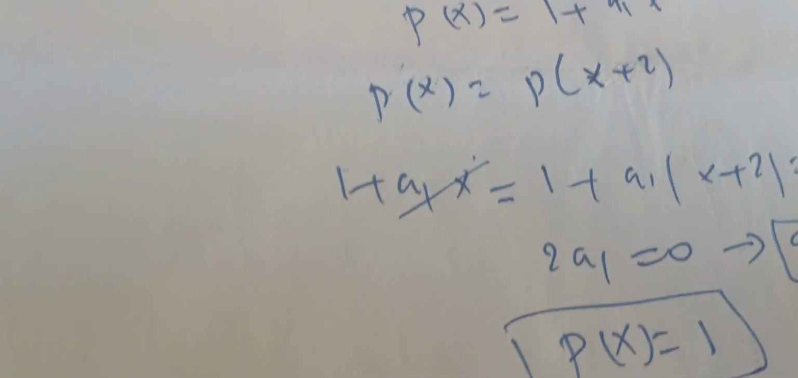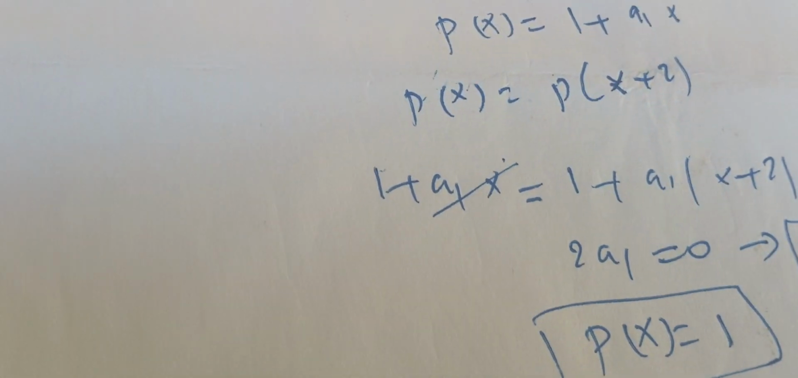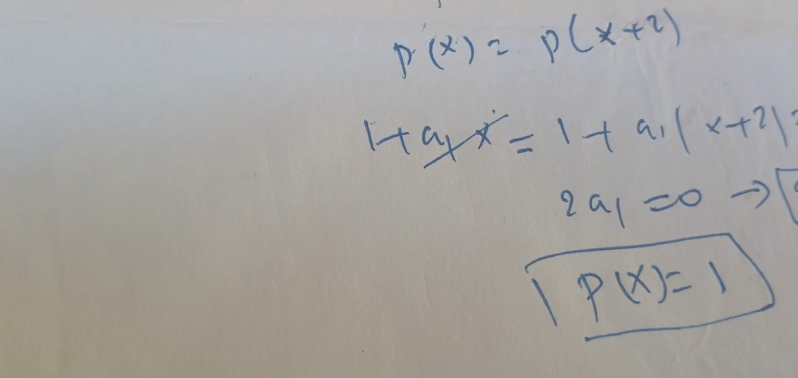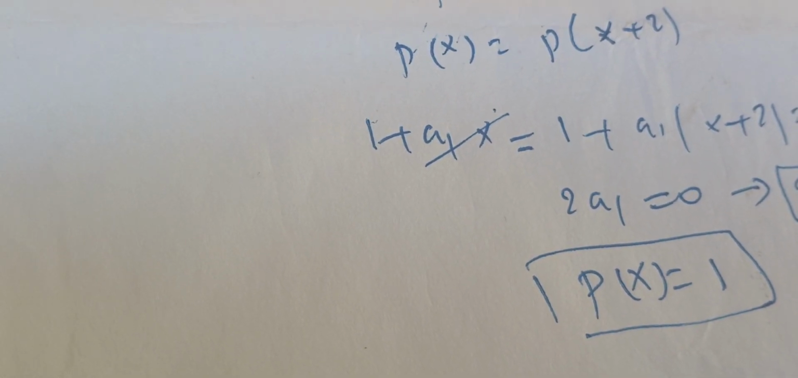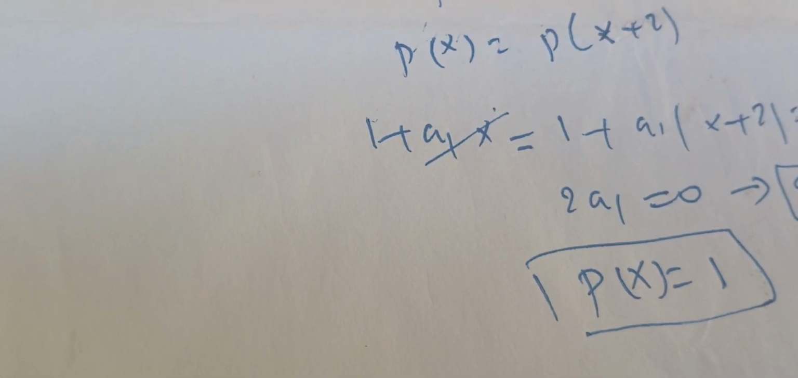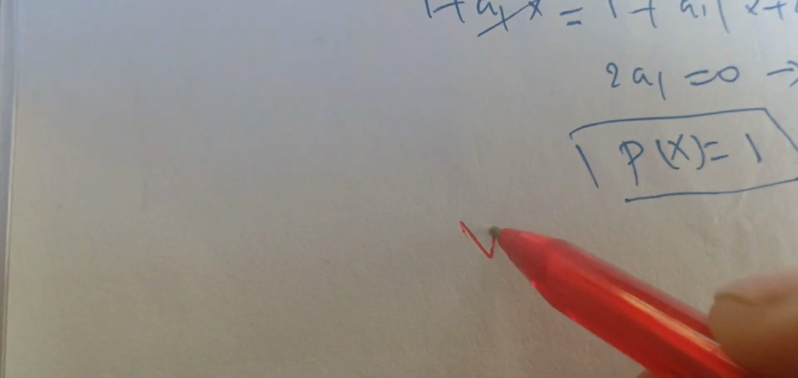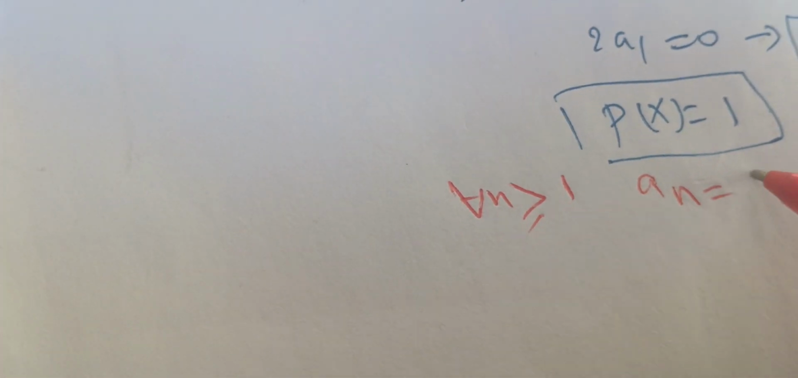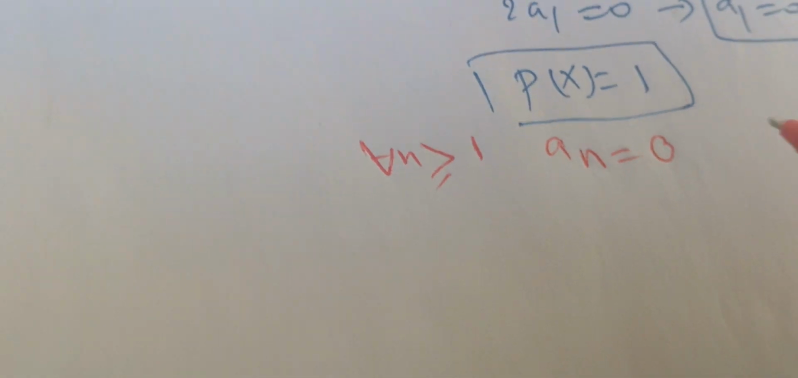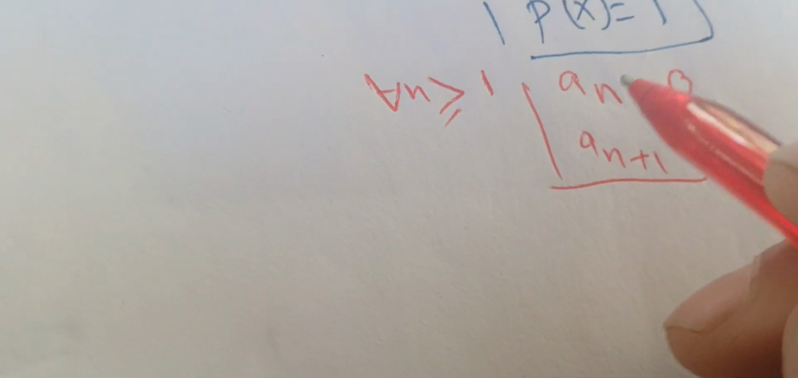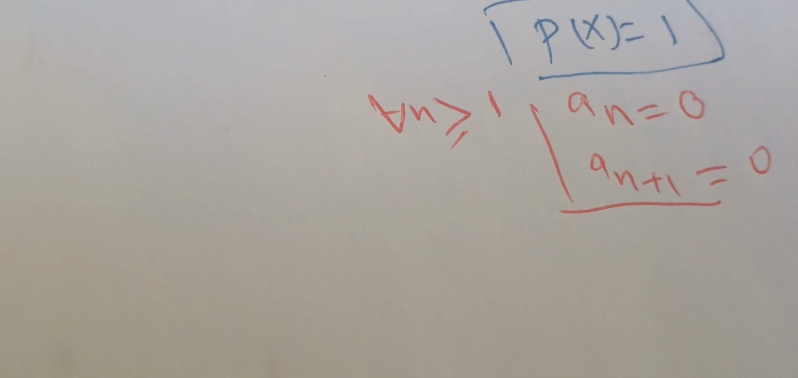How can we proceed and say that the result is true in general? We can use induction. So we can use induction and assume that for all n bigger than 1, a_n is 0. And we need to prove that a_(n+1) is 0. Okay, that means the next term is also 0.